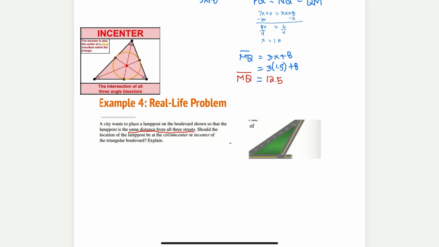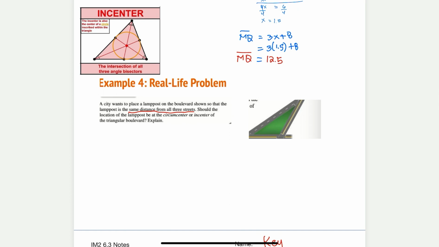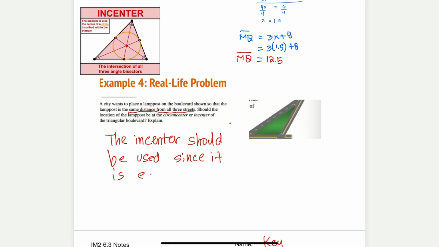So on this one, my answer here would be the in-center. Why? Because the in-center should be used since it is equidistant from all sides. So this is my reasoning.